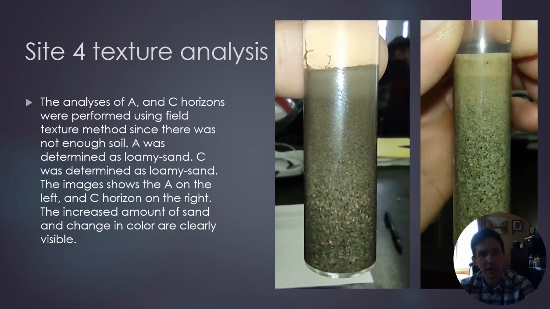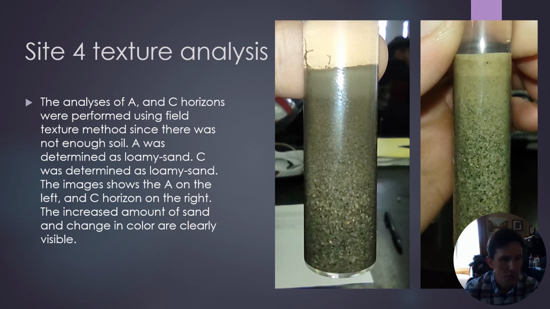Let's see what we got using our texture analysis. Here again, we do not have enough soil to do a texture analysis with the hydrometer method, so we relied on a field method. Since we have quite a lot of sand, it was relatively easy to see visually in the test tubes, once we mix the soil and allow it to settle, how much sand there is. And the A horizon was determined as loamy sand with a high sand concentration.